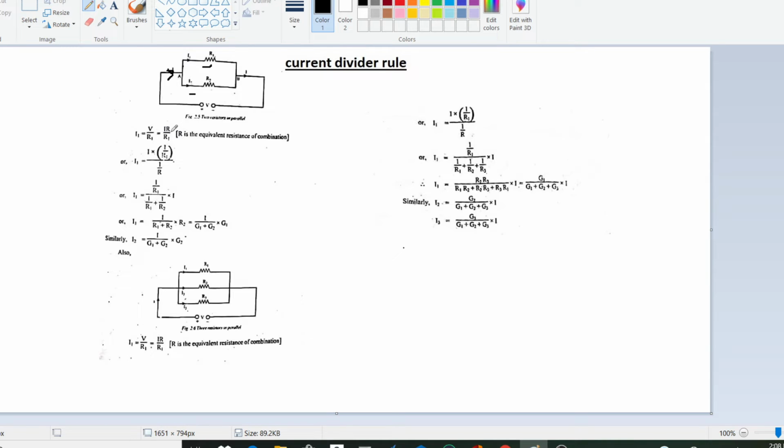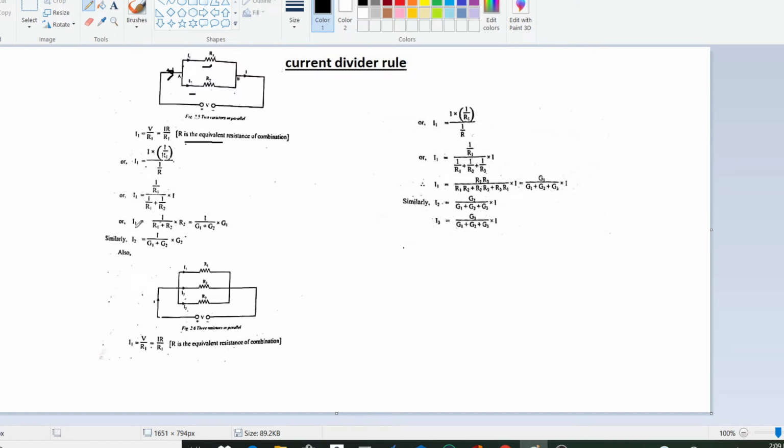So we can write I1 as V upon R1. V is equal to I into R, upon R1, where R is the equivalent resistance of the combination. So we can write I1 as I into 1 upon R1, over 1 upon R. Here I1 will be 1 upon R1 over (1 upon R1 plus 1 upon R2), into I, since 1 upon R is the parallel combination of R1 and R2, so 1 upon R1 plus 1 upon R2.